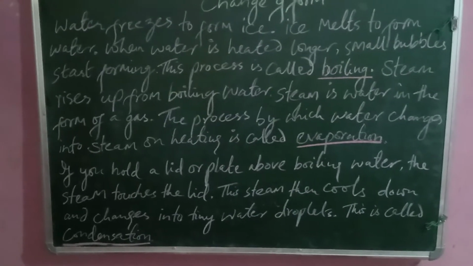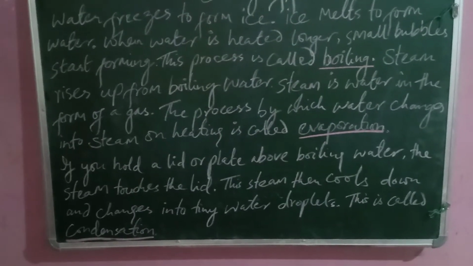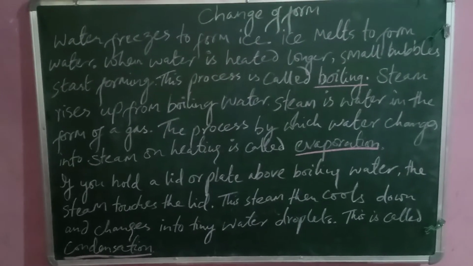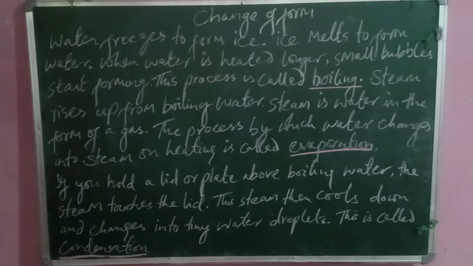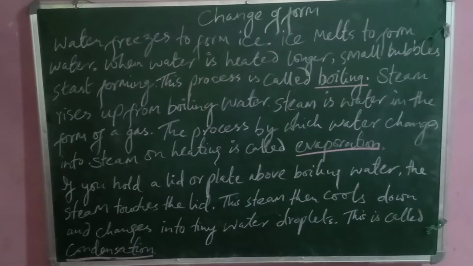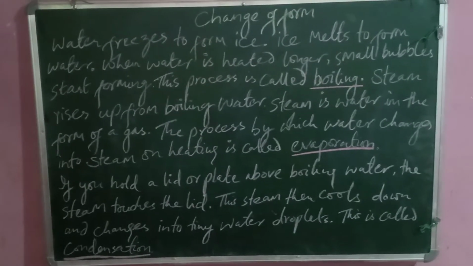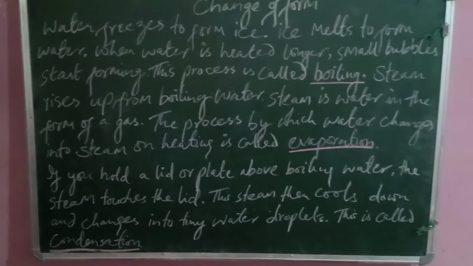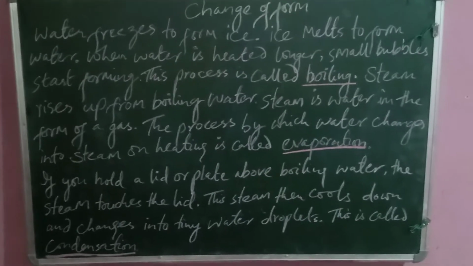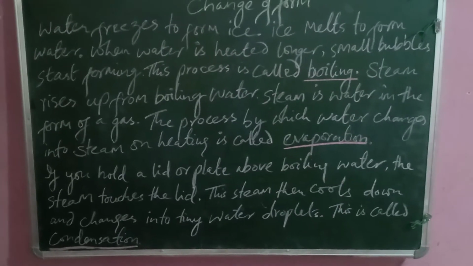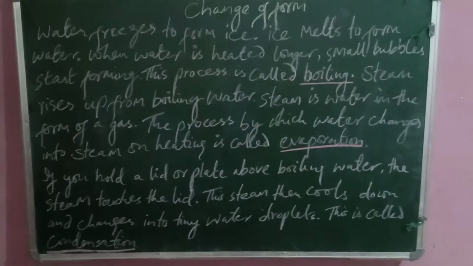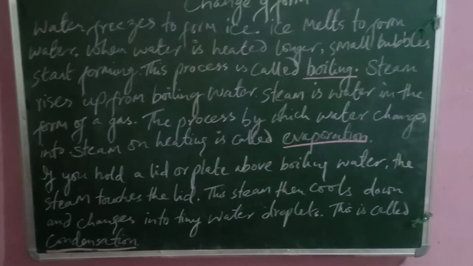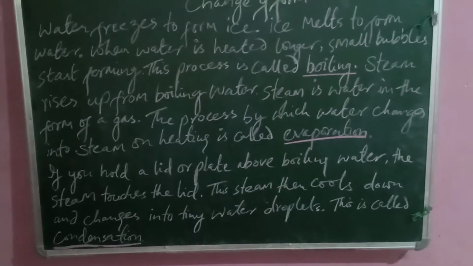And then if you hold the lid of a plate above the boiling water, the steam touches the lid. The steam then cools down and changes into tiny droplets. This is called condensation. Steam condenses to form water. So if you hold a cover or a lid above the boiling water, the steam touches the lid and starts forming tiny droplets, which is called condensation.